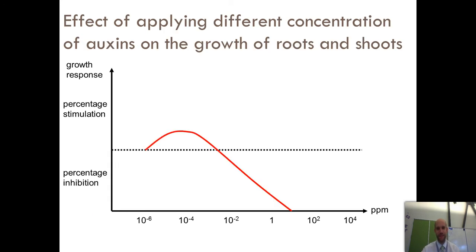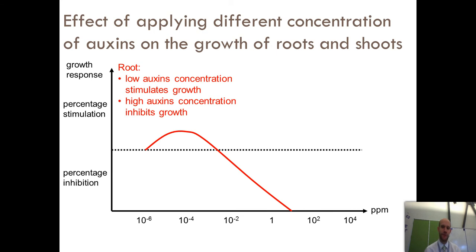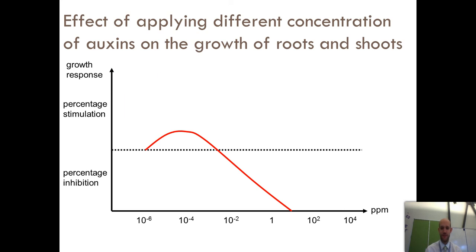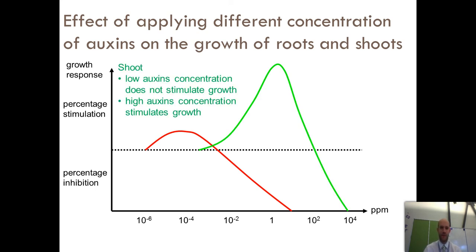Now, interestingly, there's a different response for roots and shoots. In roots, low auxin concentrations stimulate growth, and high auxin concentrations actually inhibit growth. So it may seem strange. In shoots, it's different. Low auxin concentrations do not stimulate growth, and high auxin concentrations do.